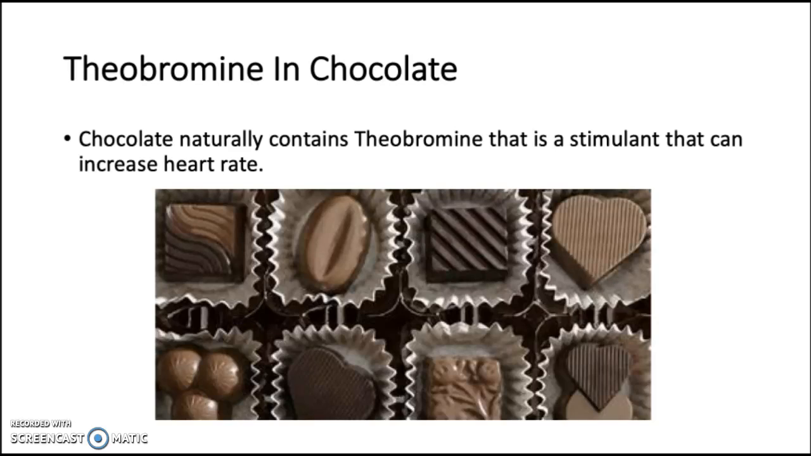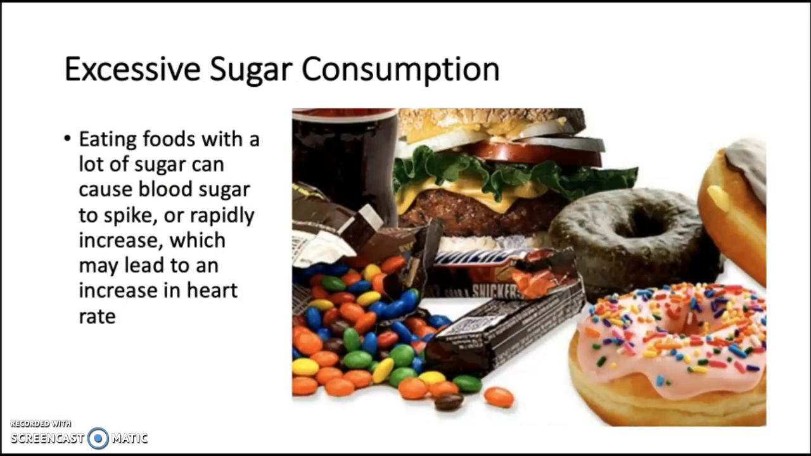Piperine in chocolate. Chocolate naturally contains this stimulant that can increase your heart rate. They look delicious, but they are bad. Another bad consumption that we have is excessive sugar. Eating foods with lots of sugar can cause our blood sugar to spike or rapidly increase, which may lead to an increase in our heart rate.